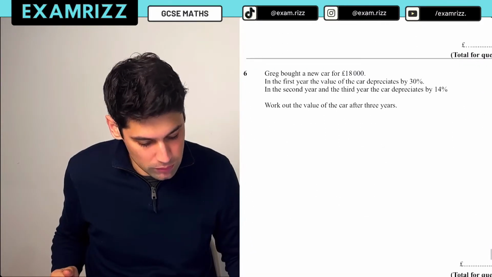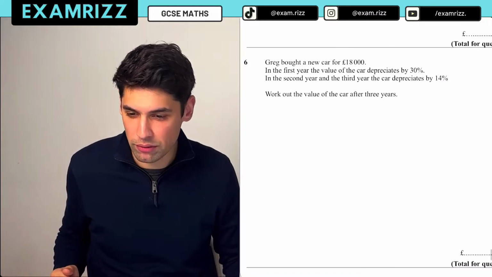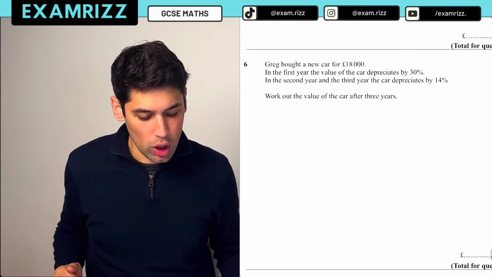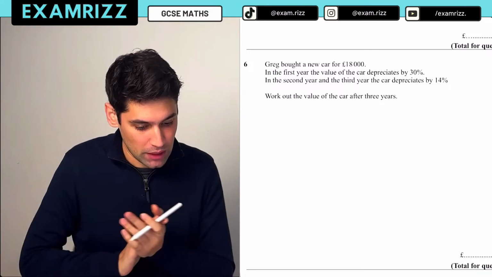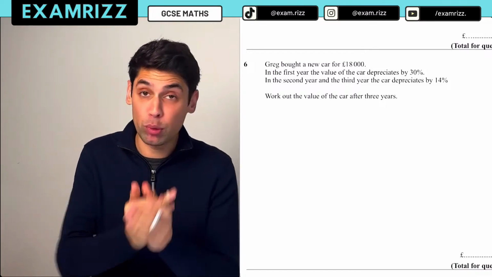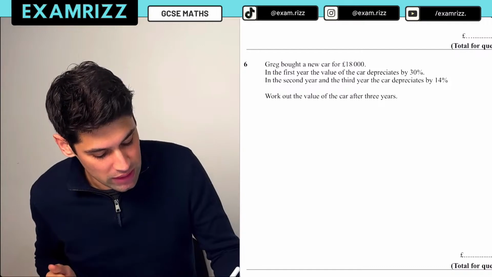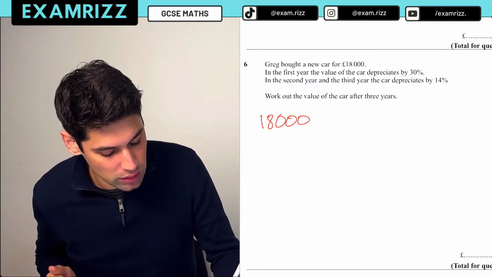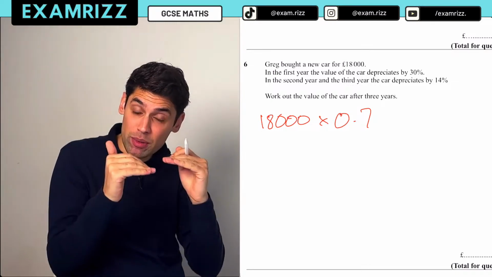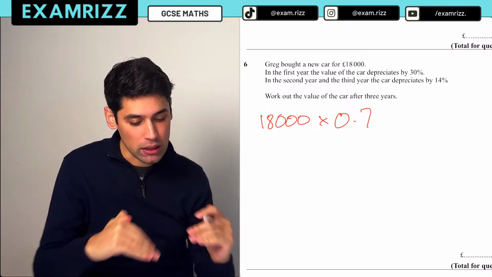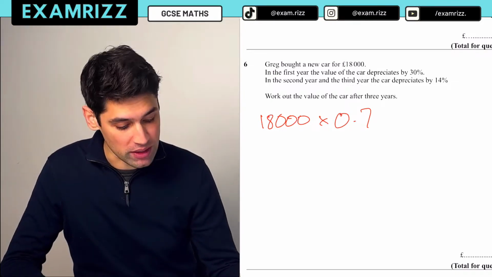Let's try this one. This one's going to be an important one, I think, for what we're going to do next. Greg bought a new car for 18 grand. Greg's out here spending some money. In the first year, the value of the car depreciates by 30%. So that means 18,000 times 0.7. Depreciate by 30% means it's going down by 30%. So we're going to times by 0.7.